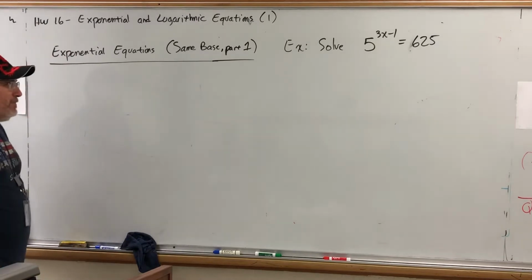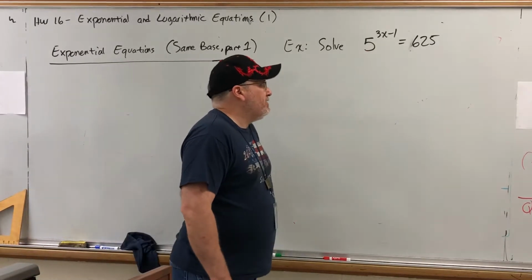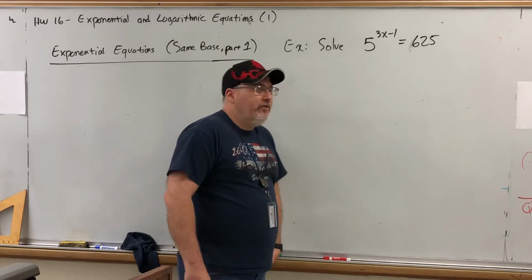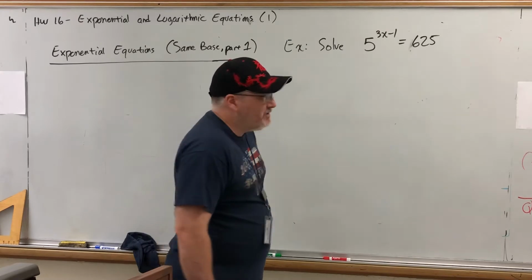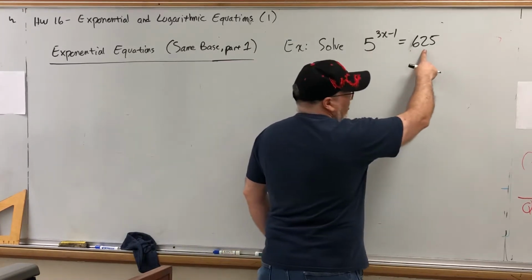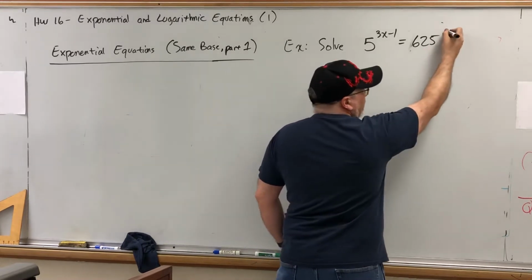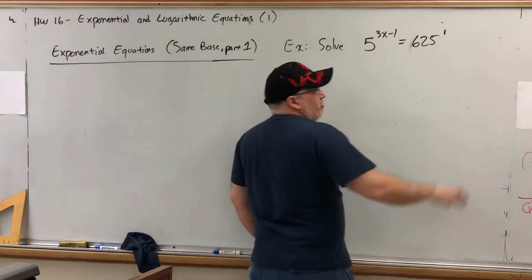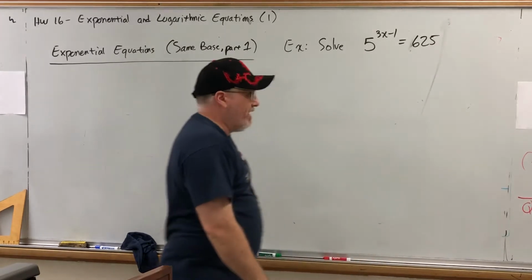What do I mean by same base? Well, let's take a look at this example. Solve 5 to the 3x minus 1 equals 625. These sides of the equation do not currently have the same base. The base on the left is 5. The base on the right is 625. And if you're thinking, why is that a base? It doesn't have a power. Everything has a power, even if it's just 1. So right now, these are not the same base, but maybe I can fix that.